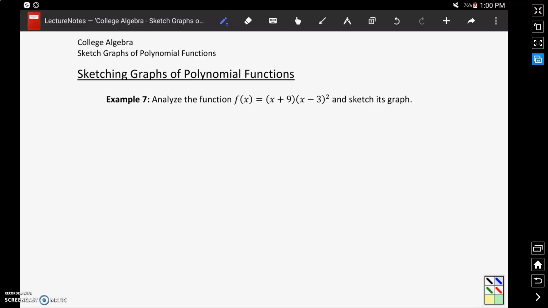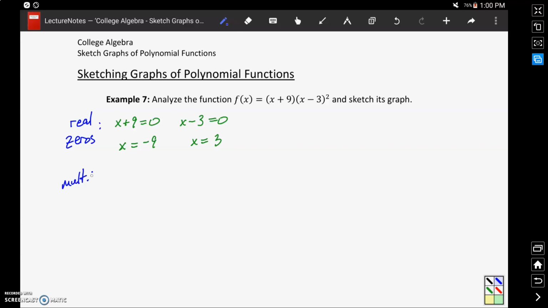In these last two examples, we want to look at tying all of these concepts together to be able to sketch the graph of a function only given the function itself. To start off, we'll look at identifying all real zeros, which is the same thing as finding our x-intercepts, meaning we'll take x plus 9 equal to 0 and x minus 3 equal to 0. So we'll have an x-intercept, or real zero, at x equals negative 9 and at x equals positive 3.